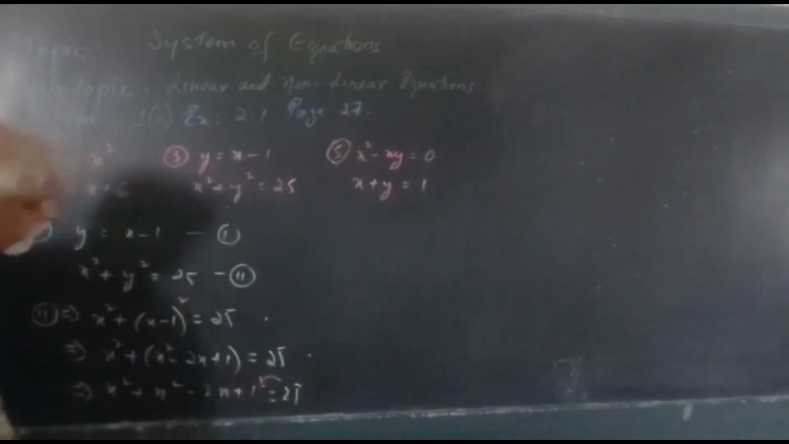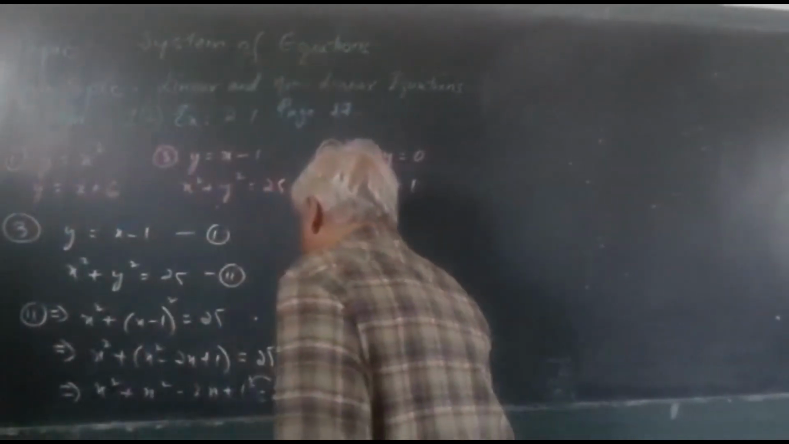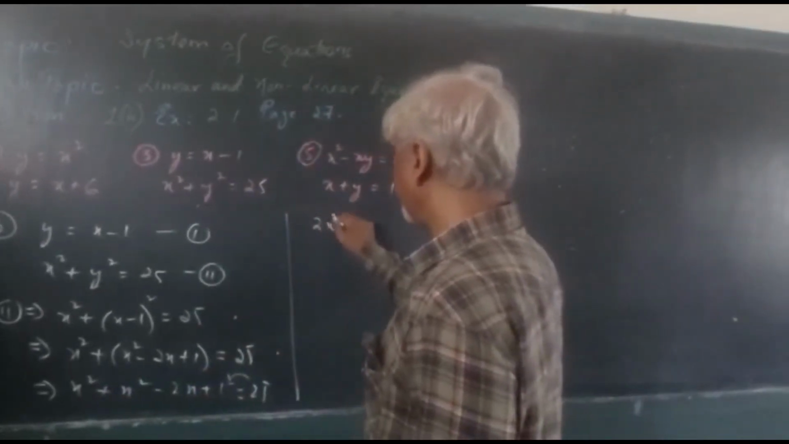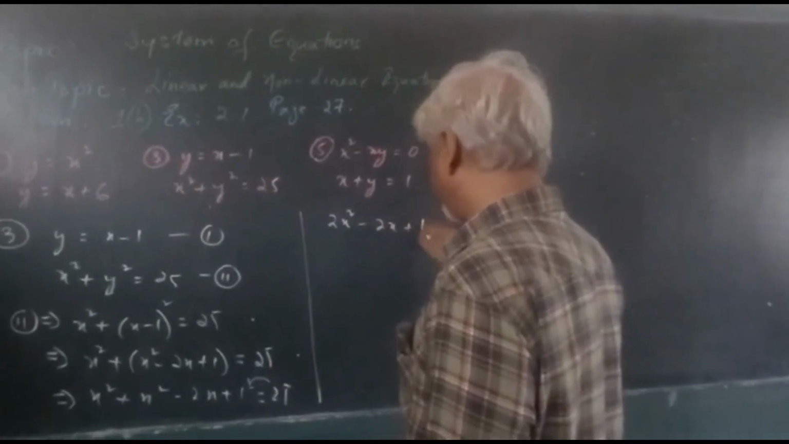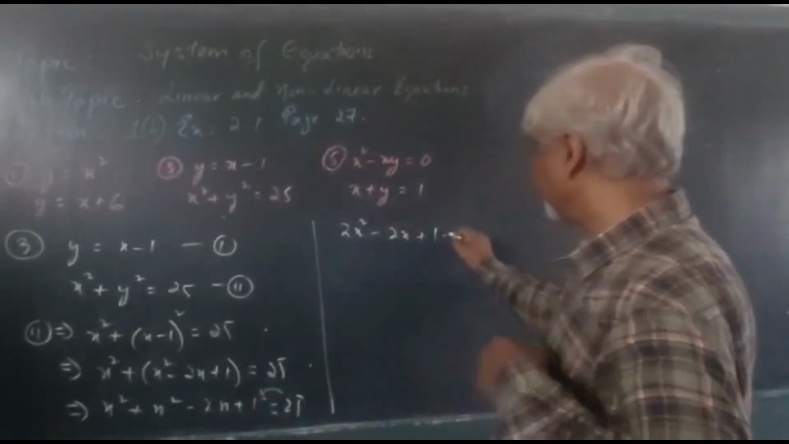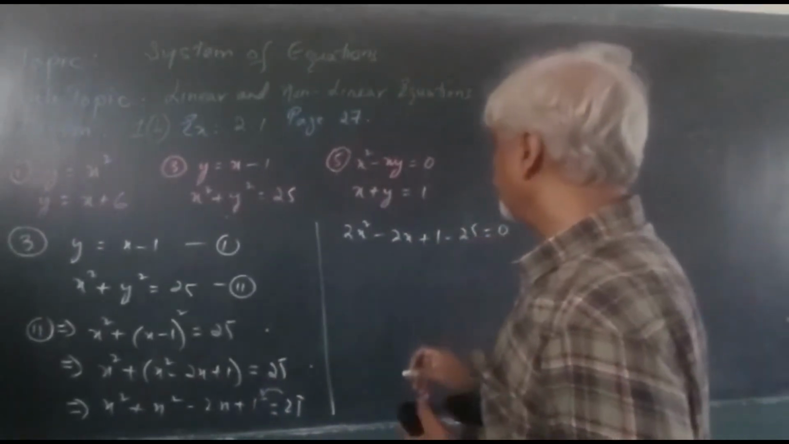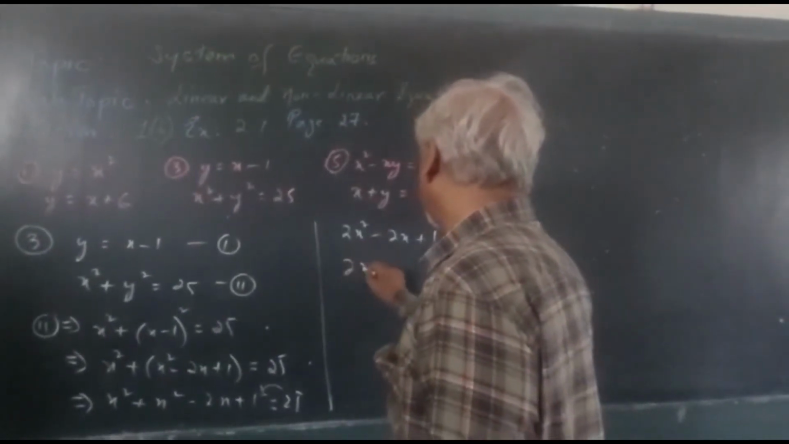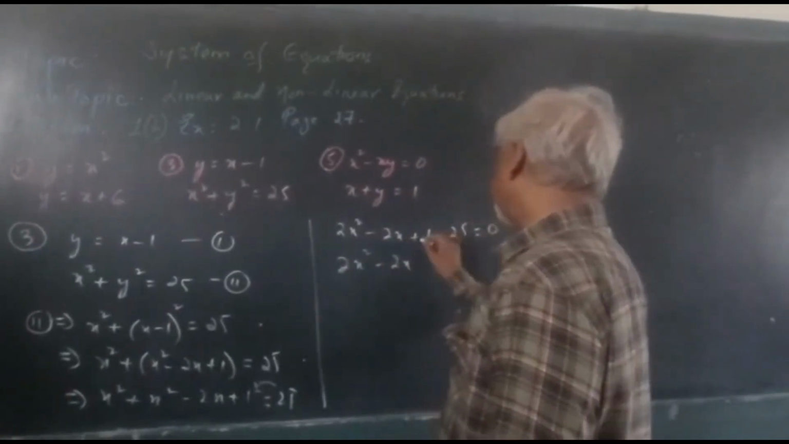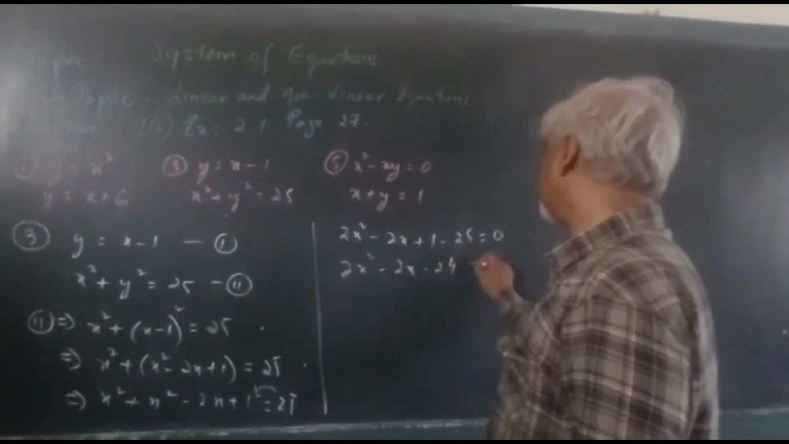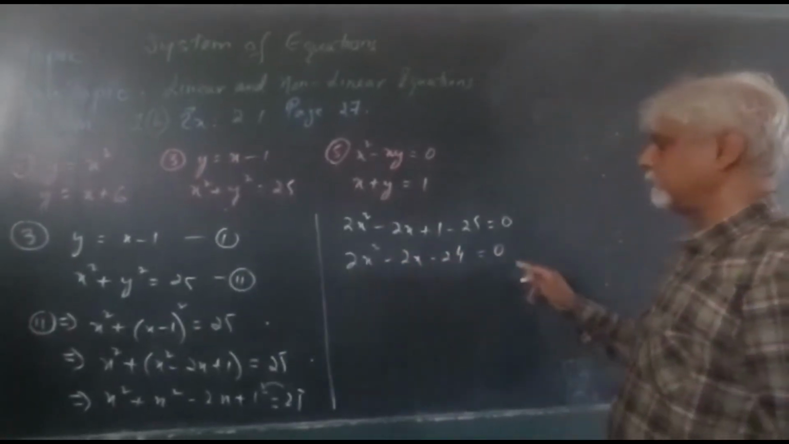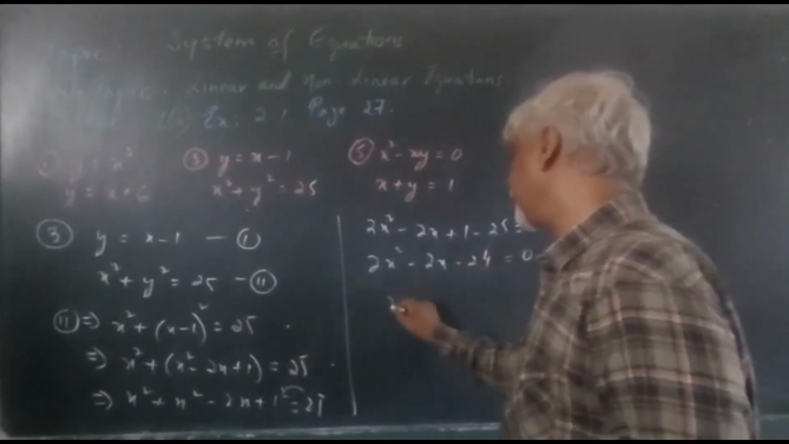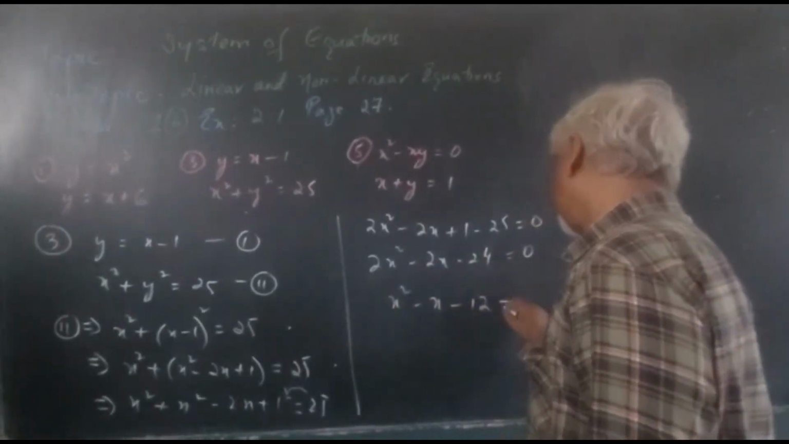Let's bring this 25 over here on the left hand side. So you will get x squared plus x squared gives you 2x squared minus 2x plus 1, move 25 to the other side, minus 25 equals 0. So we have 2x squared minus 2x, and minus 25 plus 1 will give you minus 24 equals 0. Now we have 2 common, so when you divide everything by 2, including this 0, you will get x squared minus x minus 12 equals 0.